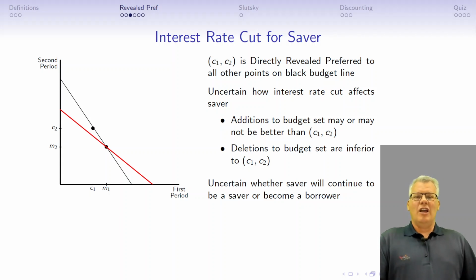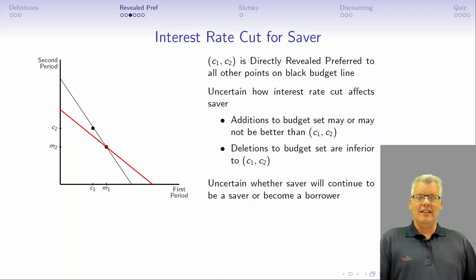Consider a saver who faces an interest rate cut. I've illustrated this with a red budget line. So it turns out that we can't really say much in this situation. We're uncertain how the interest rate cut affects the saver.